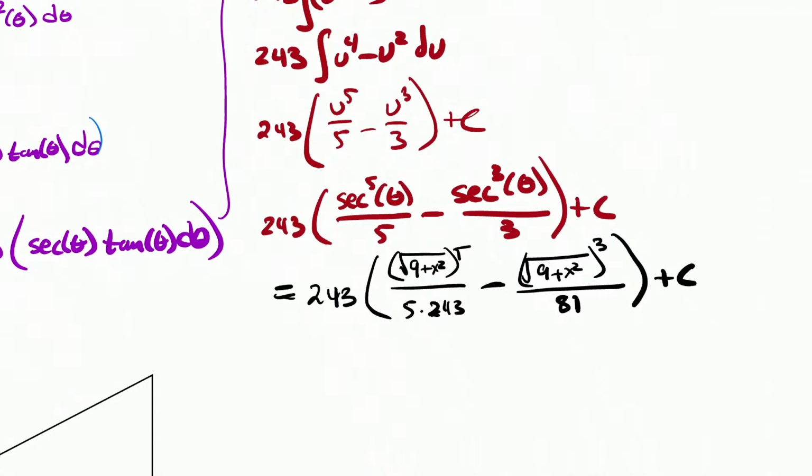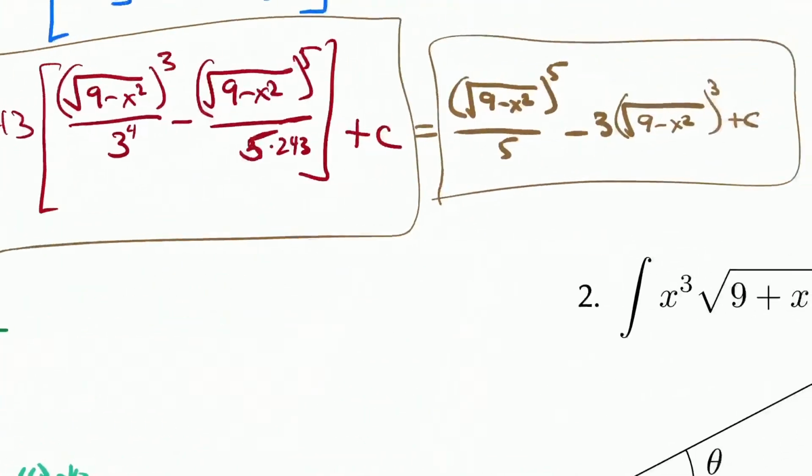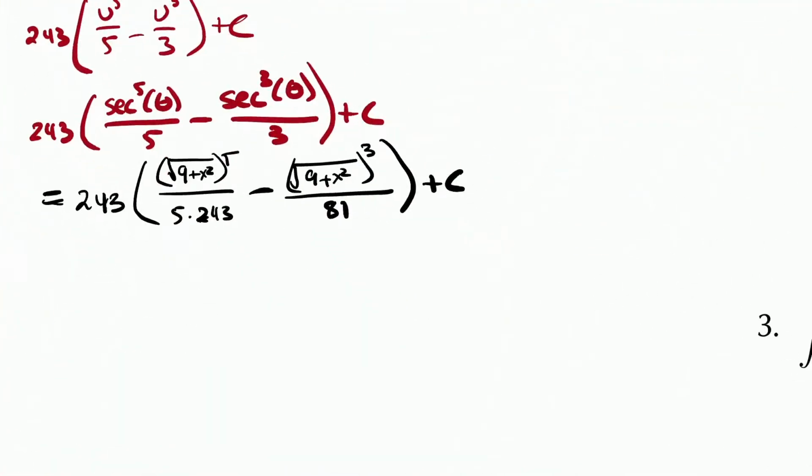You'll have a similar situation with the previous problem where you're going to cancel some stuff, and then it ends up looking similar to the answer we had up here. Yeah, it'll be very similar, but with some little minor changes because we had a different substitution. Wow, so much. And one more, and then we're all done.